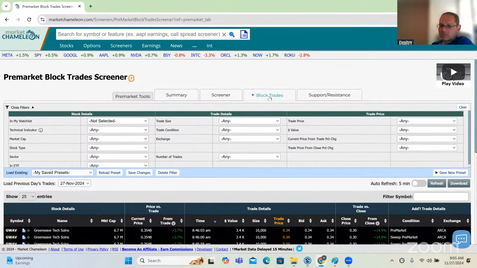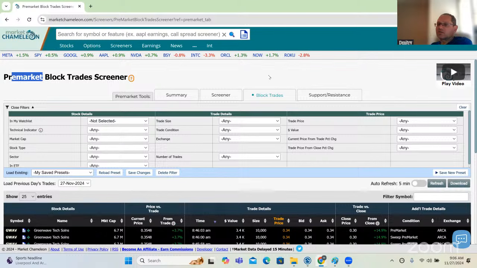Sometimes a block trade could be a lower price stock, but maybe it's at least 10,000 shares or 20,000 shares or 50,000 shares. There's no one rule to really say this has to be a block trade. There are some standards created by the exchanges, like 10,000 shares or more, or $250,000 worth of stock or more.